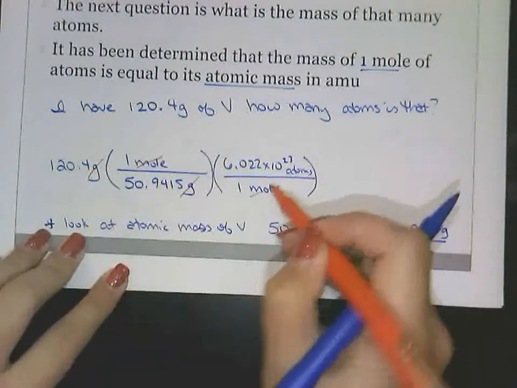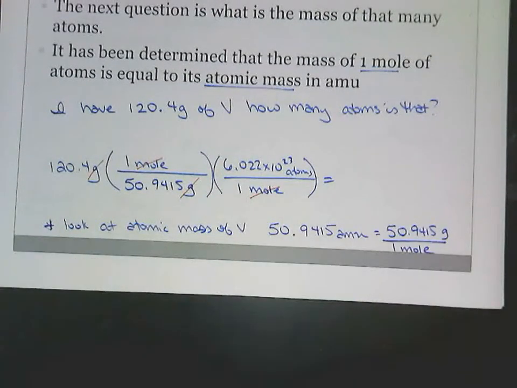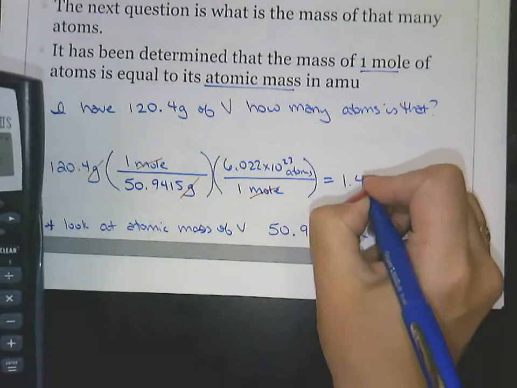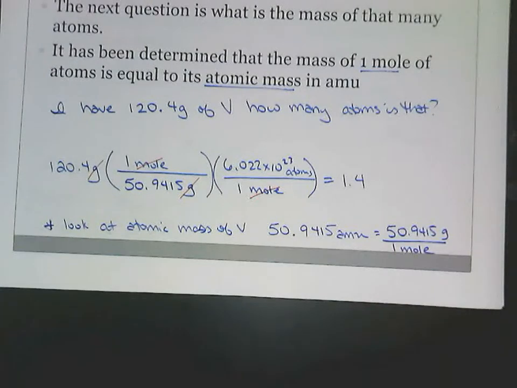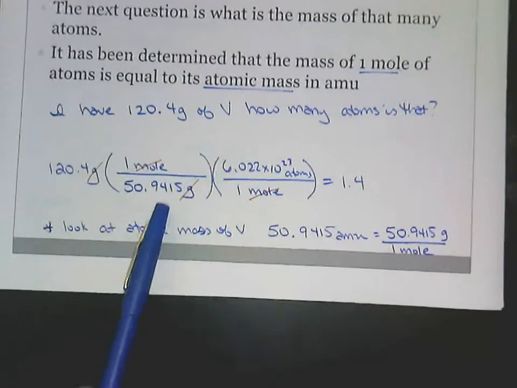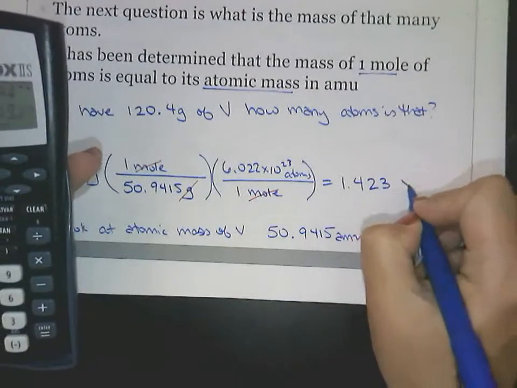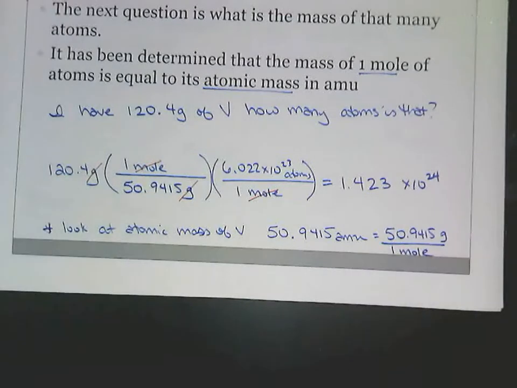All right, since I just made up this problem, I don't actually know what the answer is. 120.4 divided by 50.9415 times 6.022 times 10 to the 23rd. How many significant figures do I get? 4, right? Because it's just a multiplication problem. So I had 4 times 6 times 4, so I only get 4 significant figures. And then what units am I left in? Atoms.